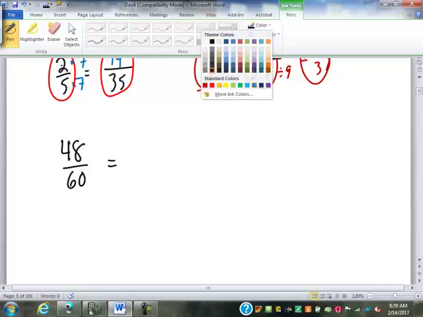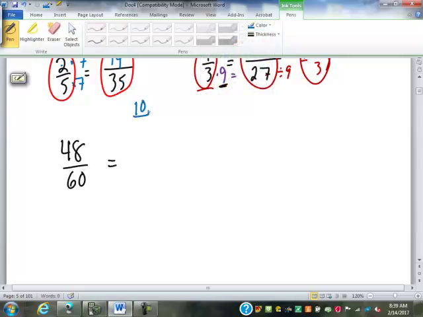Now the ones I always look for first are 10. How can you tell if something's divisible by 10? Ends in 0. The 60 is divisible by 10, but the 48 is not. So then I look for a 5. How can you tell something's divisible by 5? 5 or 0. Well, this ends in 0, but the 48 does not end in either one.